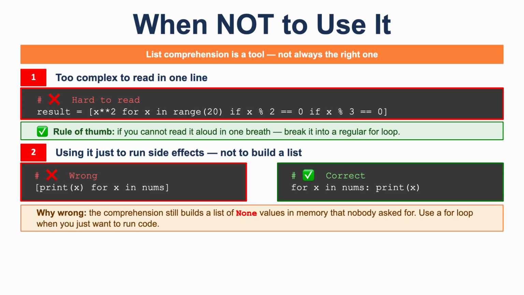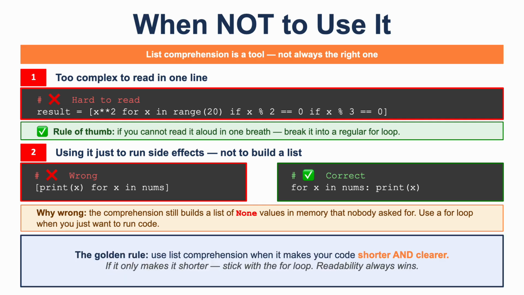The second mistake is using list comprehension just to run code rather than build a list. A common example is writing a comprehension that calls the print function on each item. This works, but it is wrong. Python still builds an entire list of None values in memory because print returns nothing. You created a list nobody wanted. Anytime you are printing, writing to a file, or updating a variable, a regular for loop is the correct choice.